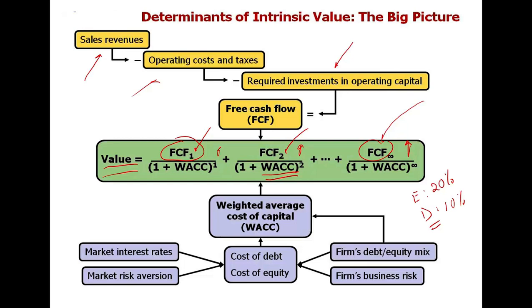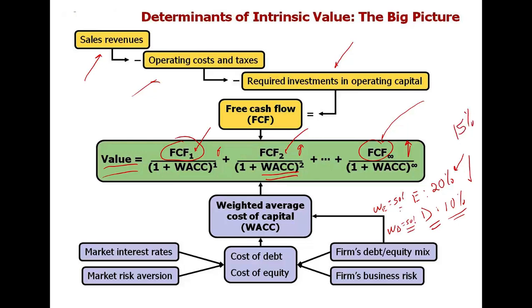So if I can borrow, let's say, half of my funds, so if the weight for equity is 50%, half of my funds come from equity holders that want and expect a 20% return. And the other half of my money comes from debt holders, 50%, that expect a 10% return, then what is my average cost of capital? It's easy because since I use equal weights, then we know that the average cost of capital is going to be 15%.